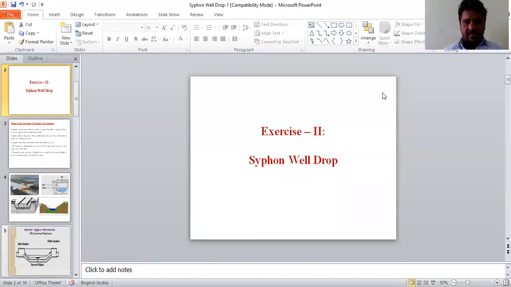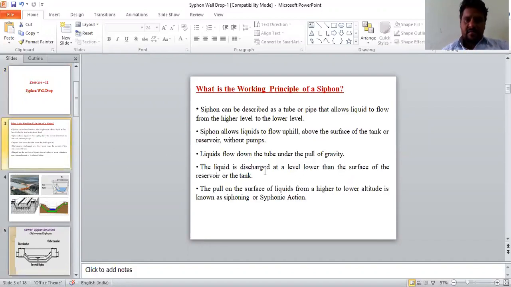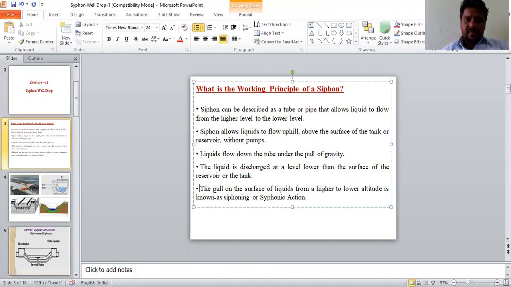A very good afternoon. Today we are discussing exercise 2, that is siphon well drop. So, what is siphon well drop? What is siphonic action? You might have studied. Siphonic action is the pull on the surface of liquid from higher to lower altitude, known as siphoning or siphonic action. That will take place, right?